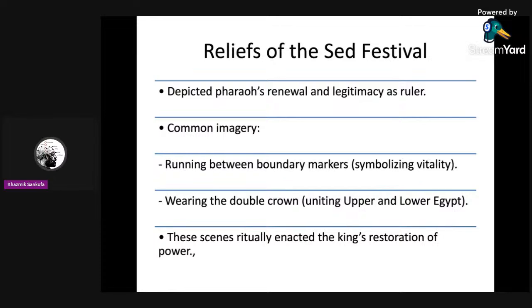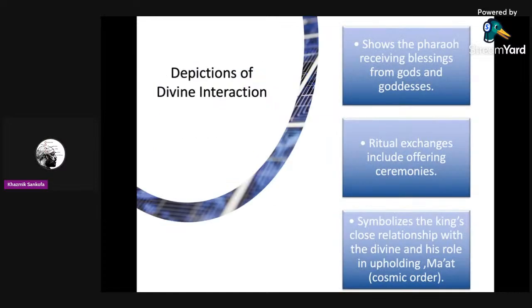You got boundary markers. You got always the pharaoh wearing the double crown. The double crown was a symbol of the unity between Upper and Lower Kemet. So the double crown had a red exterior with a white crown coming up in the middle. That's what they mean when they say the double crown, right? And then here it's consistently showing the interaction of the pharaoh with the gods and the goddesses, right? And it's showing the close relationship of it.